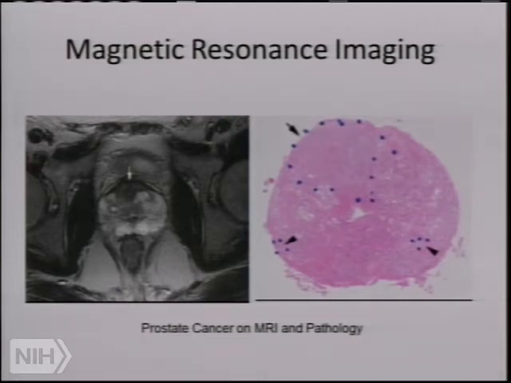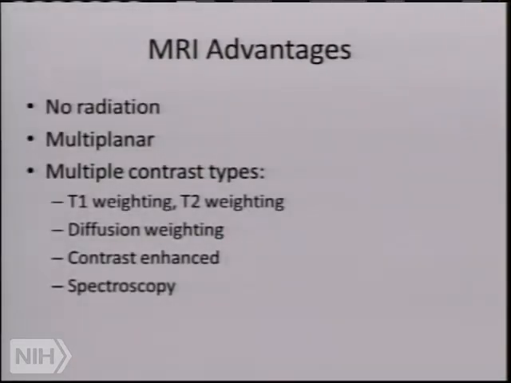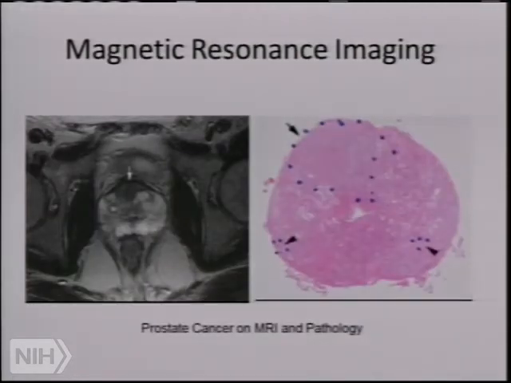Let's talk a little bit about MRI, magnetic resonance imaging. This is an example of an MRI of the prostate with a tumor, and you can see that same tumor on a histopathologic specimen. So you get very good delineation of a prostate cancer on MRI. Now, MRI has several advantages. First of all, no radiation. So after everything we've talked about, that should be of interest to you.